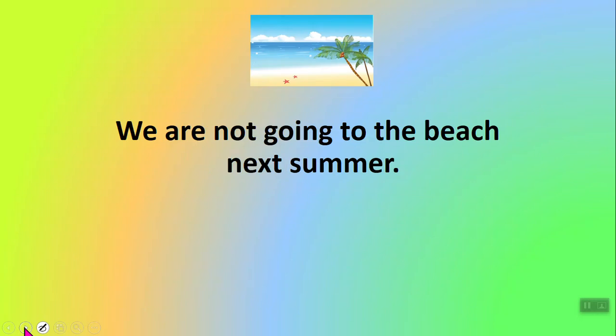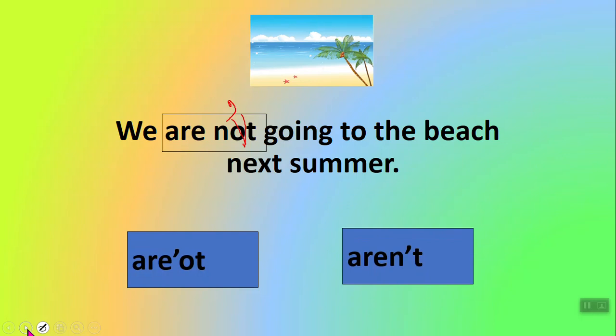We are not going to the beach next summer. So what do we do? We cancel the O over here. We cancel this O, and instead of that we put an apostrophe. So it becomes aren't. So the second one is correct. Aren't.